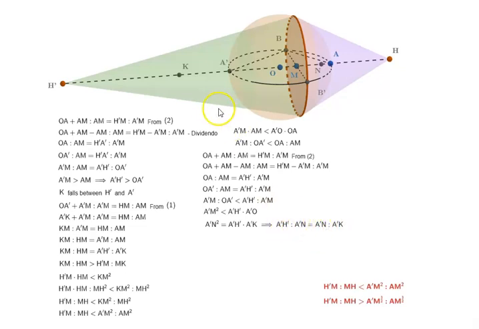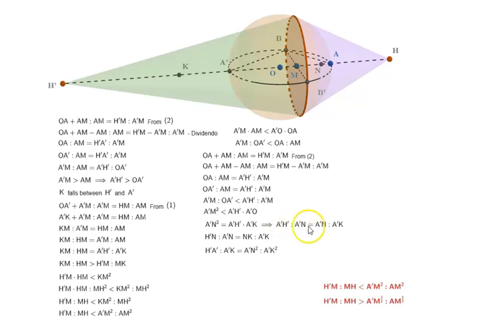A'H' plus A'n, A'H' plus A'n gives us H'n. So H'n is to A'n is equal to A'n plus A'k, which gives us nk is to A'k. A'H' is to A'k is equal to A'n square is to A'k square. How did we get this?